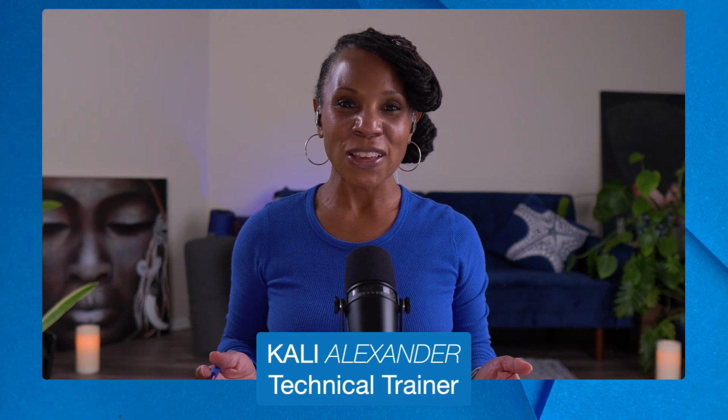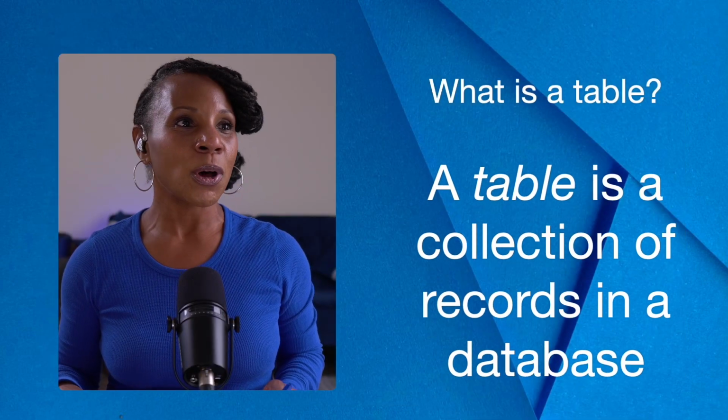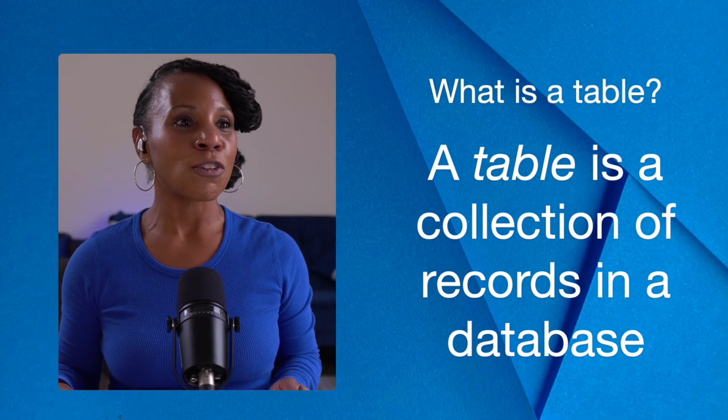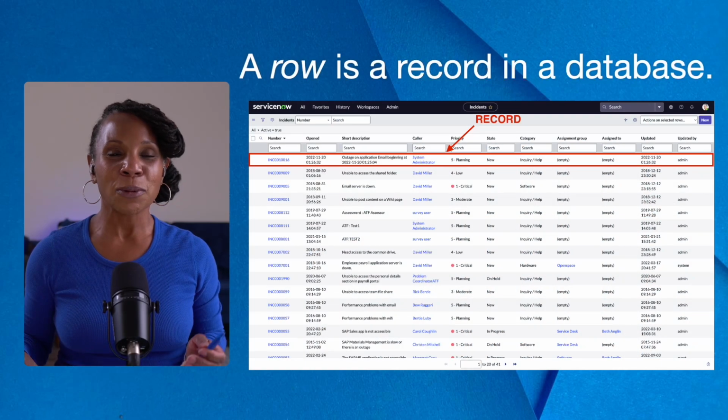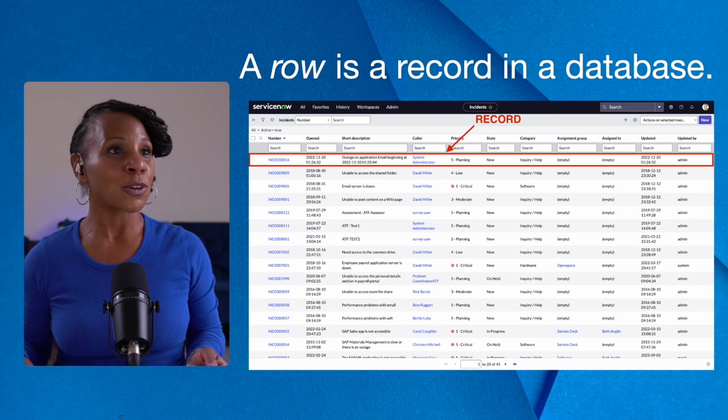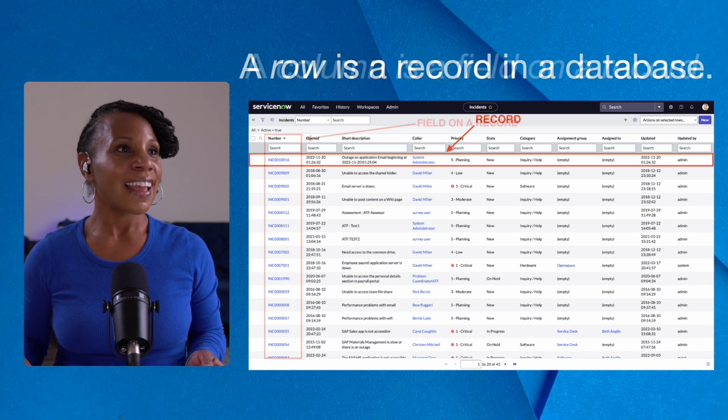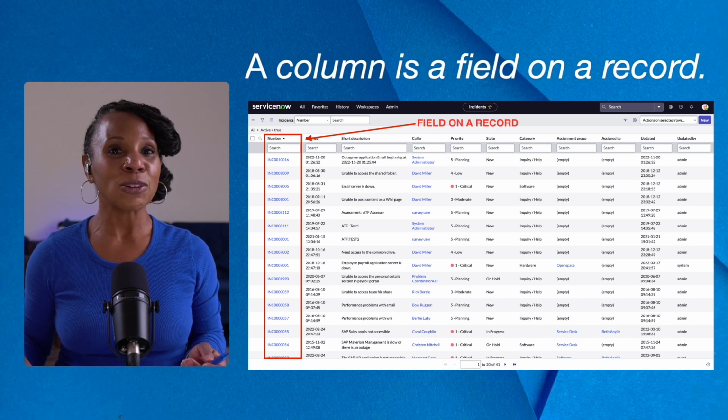Let's go over some of the key elements of lists in ServiceNow. Once you have a clear grasp of this information, you're well on your way to unleashing the power of lists in your workflows and applications. So think of a list as an abbreviated view of a table, with a table being a collection of records in a database. Now, this list view will be composed of columns as well as rows, where a row is a record in a database and your column is a field on a record.